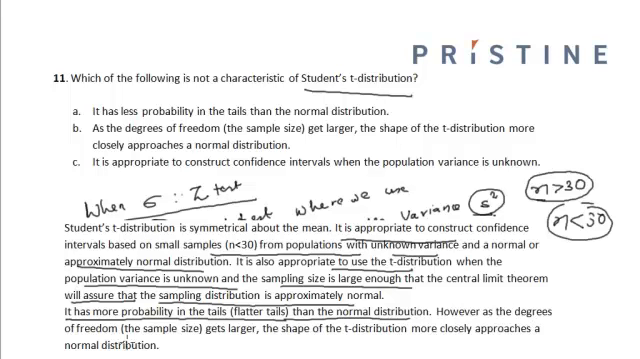However, as the degrees of freedom, the sample size, gets larger, the shape of the t-distribution more closely approaches a normal distribution. So in this case, if we look at the options, option A says that it has less probability in the tails than a normal distribution, which is incorrect, because it has more probability in the tails, or flatter tails, than a normal distribution. And hence option A is the correct option, because it is not a characteristic of the student's t-distribution.